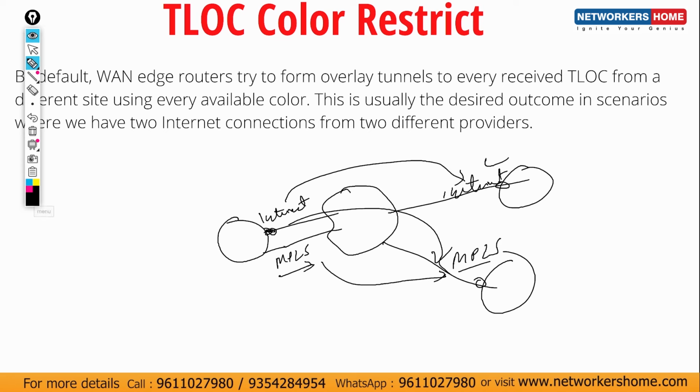Similarly, we pick up a different color. MPLS is going to form a tunnel to internet also and to this MPLS also. But if you choose the restrict option, you will be restricted to your own color. So very useful feature.